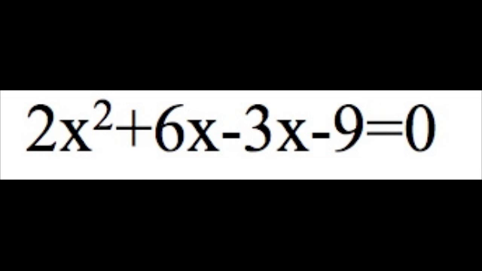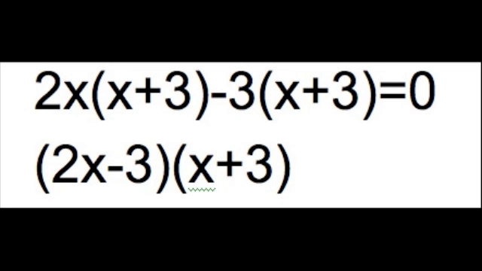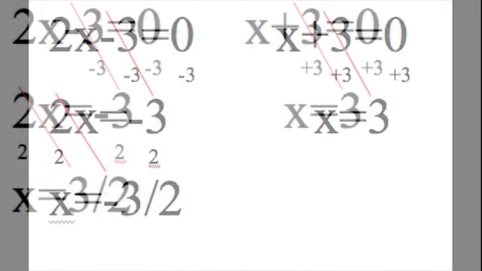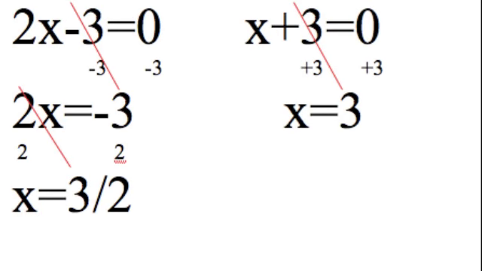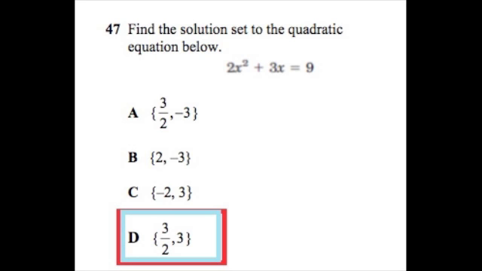Enter it into your equation. Then you want to get rid of your exponent and just break down your equation into parentheses. And then after you do that, add your like terms. You get two equations, 2x minus 3 equals 0 and x plus 3 equals 0. You want to solve for x to get your coordinates. And the answer is J, 3 halves and negative 3.